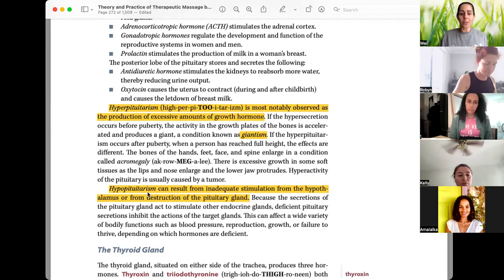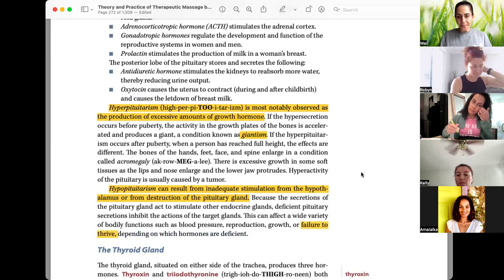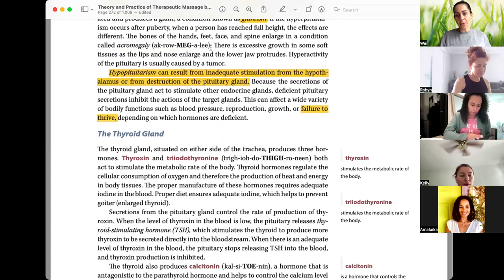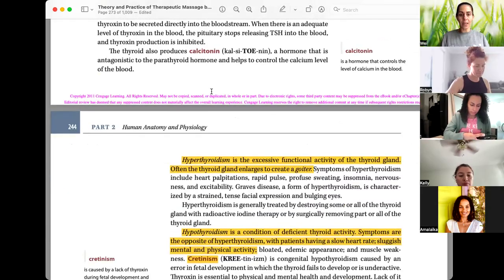Now, hypopituitarism can result from the opposite: inadequate stimulus to the hypothalamus and destruction to the gland itself. So bodily function gets affected, like the blood pressure, reproduction, growth. In other words, a failure to thrive would be the main problem, right? So undergrowth, overgrowth.